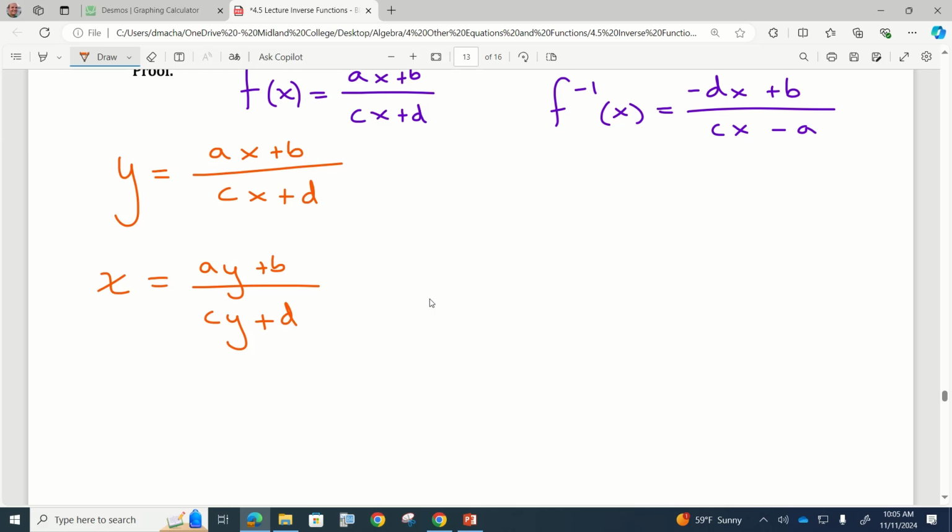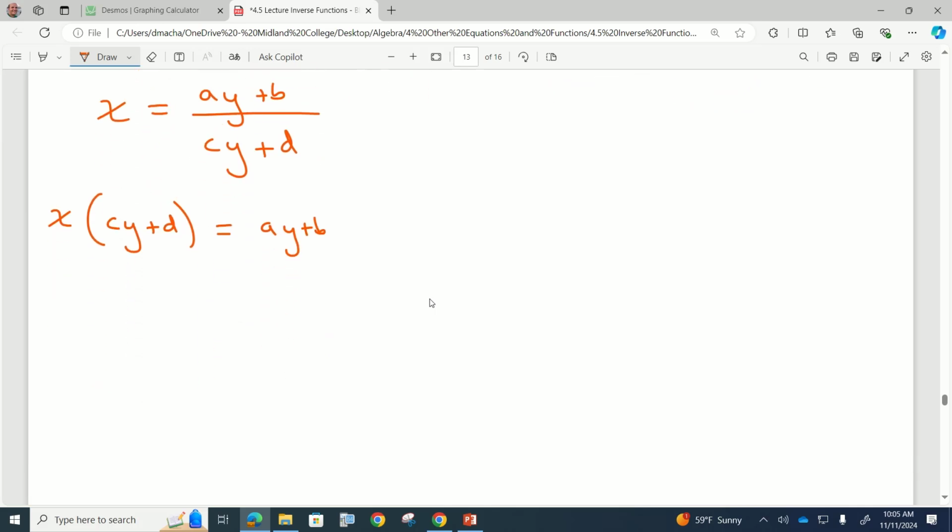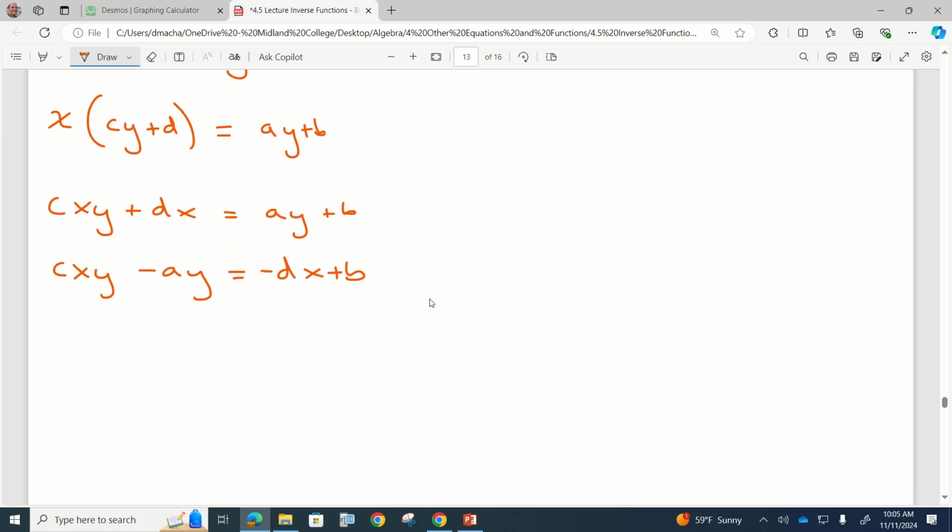And we do all of the same steps we did before. So multiply by the denominator. Distribute the x on the left side of the equation. Collect the terms that do have a y on the left side and the terms that don't on the right side. Factor out the y on the left side and then divide both sides by the remainder, which is cx minus a.